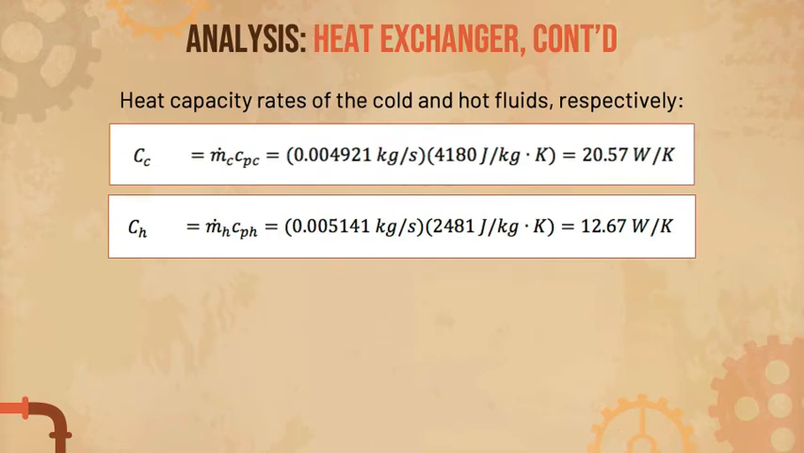The heat capacity rates of the cold and hot fluids are given below. The mass flow rate of the cold fluid was determined by the engineering equation solver program, which determined an adequate value of 0.004921 kilograms per second of feed water. The specific heats are taken from the respective inlet temperatures of 25 degrees Celsius for the cold fluid and 477 degrees Celsius for the hot fluid.